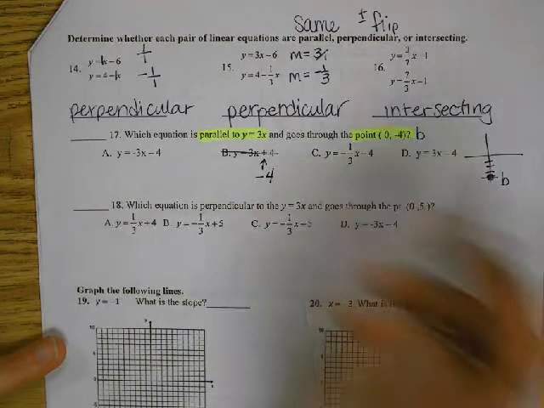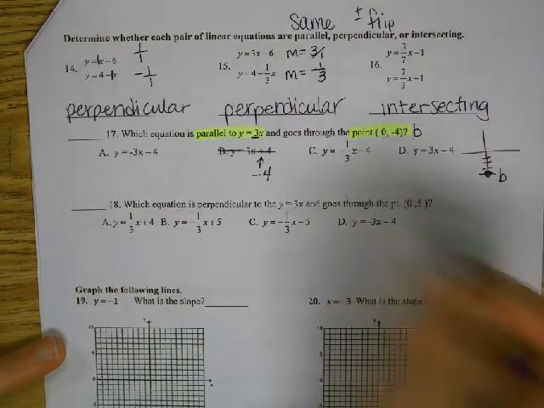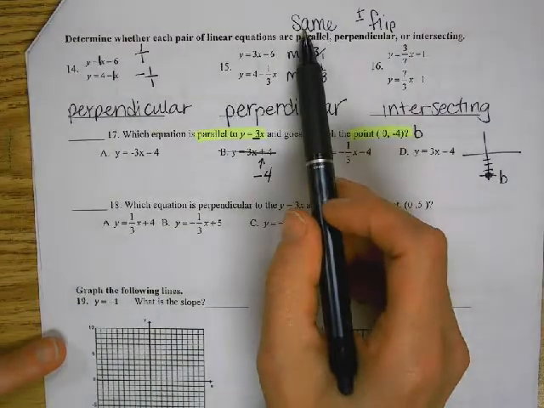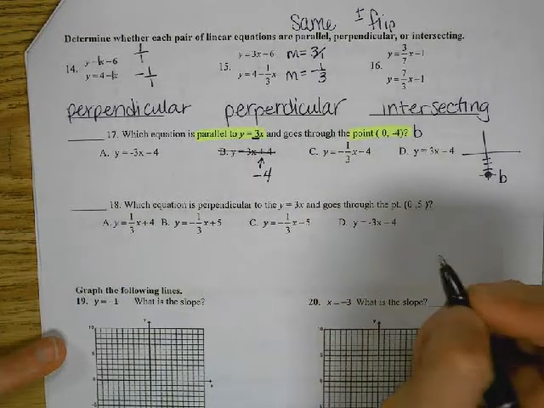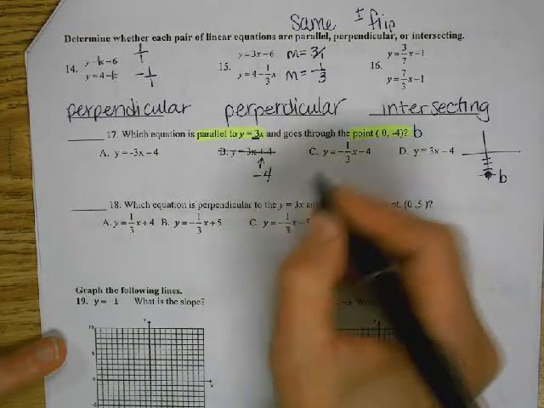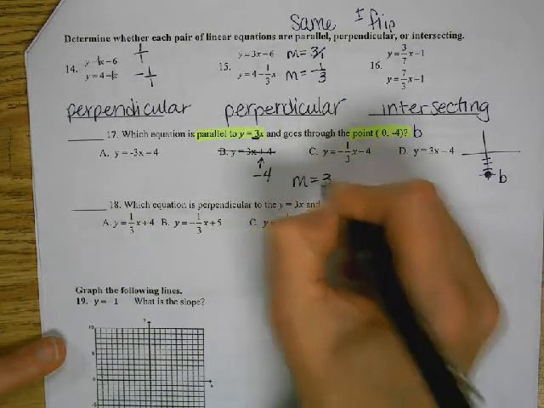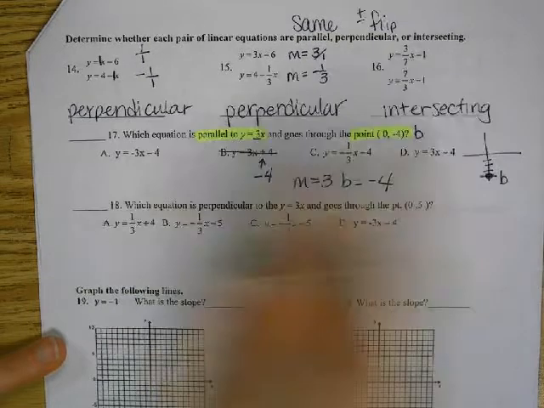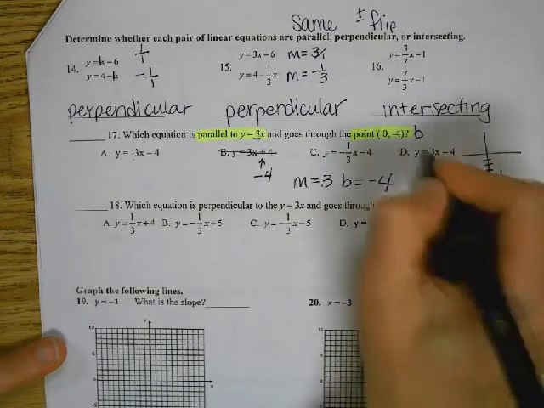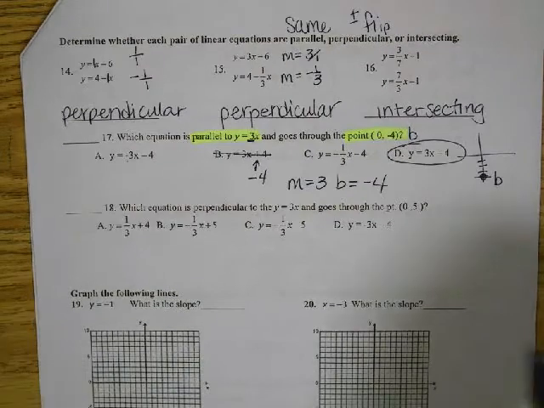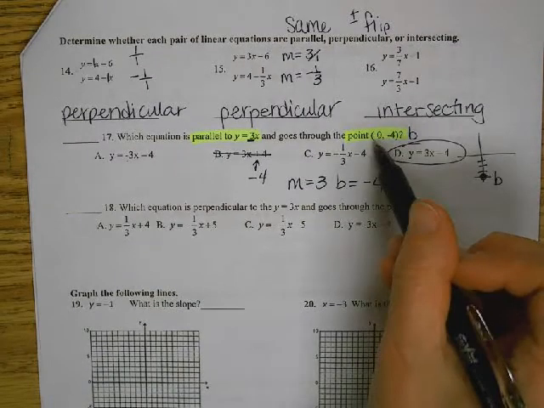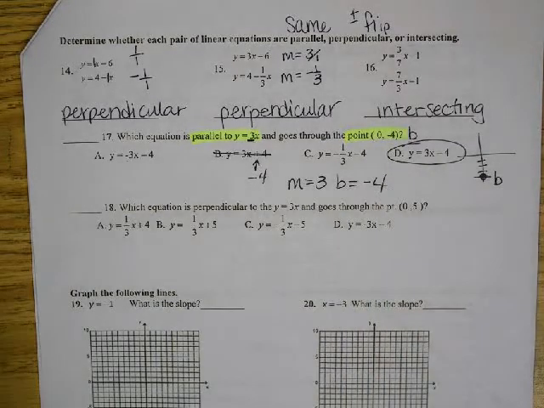Okay? If it's parallel, that means what? Parallel means we have to have the same slope. So right now it's 3, so my parallel slope has to be 3. So m has to be 3, b has to be negative 4. D is my answer. The homework questions you guys did were a lot harder because it didn't give you the 0 in the x spot.